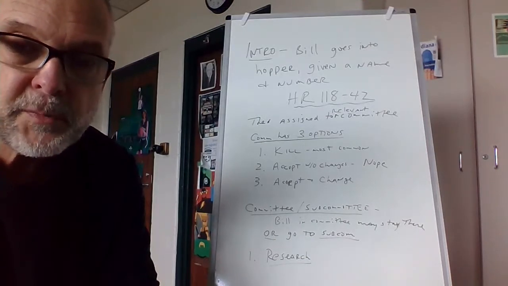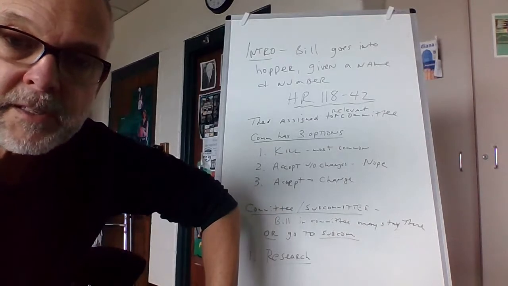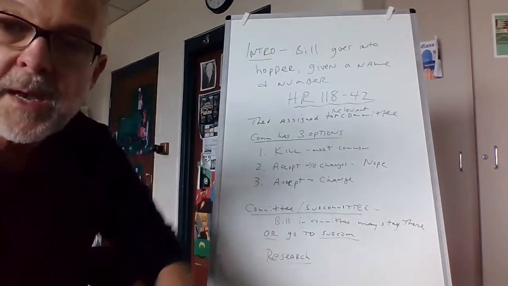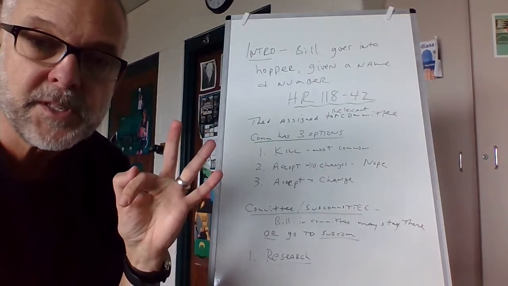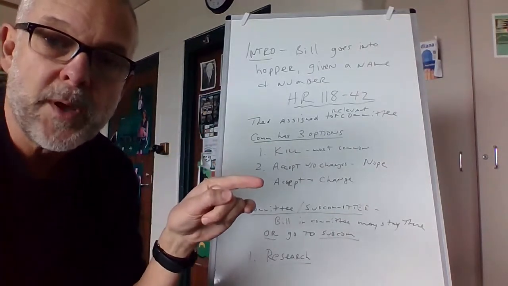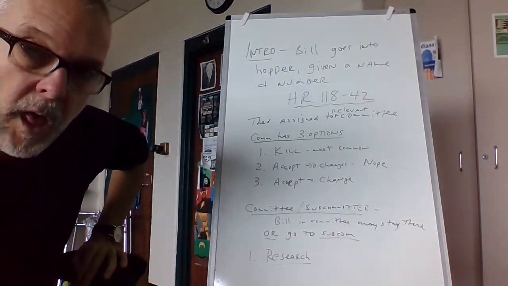Okay? So those are your three options. Kill, the most likely. Accept without changes, very unlikely. And accept and change, which is what we're going to do. Okay? So those are your three options when the committee gets the bill. Okay? Quick break.